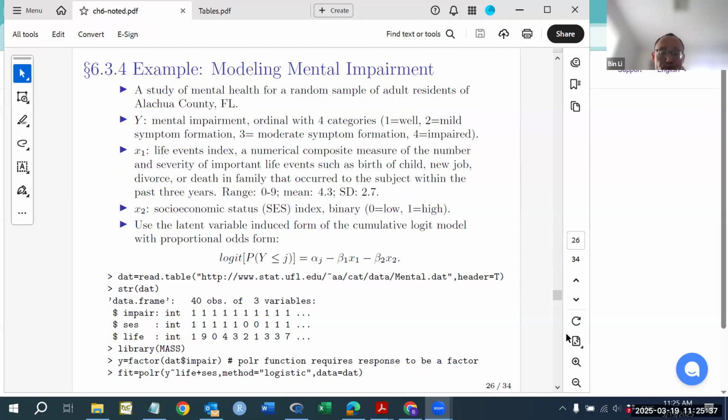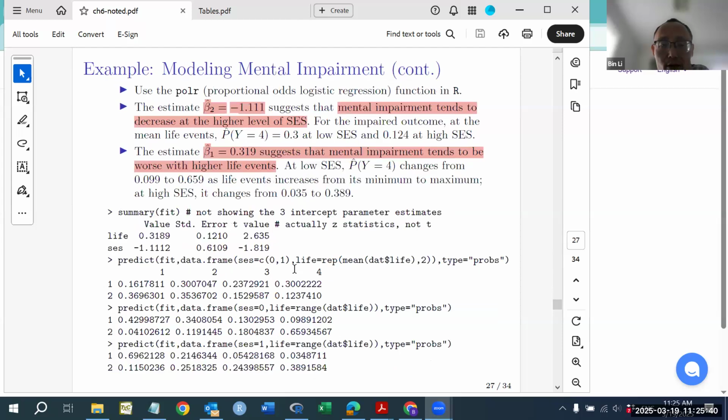So now let's see the results. Here the coefficient for life is 0.318, and SES is negative 1.1. So what does that mean? SES is negative 1.1, so that means the mental impairment tends to decrease with higher values of SES.